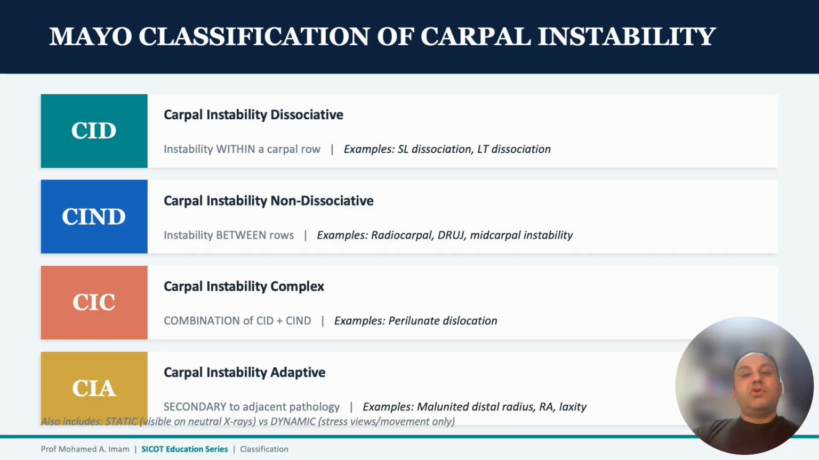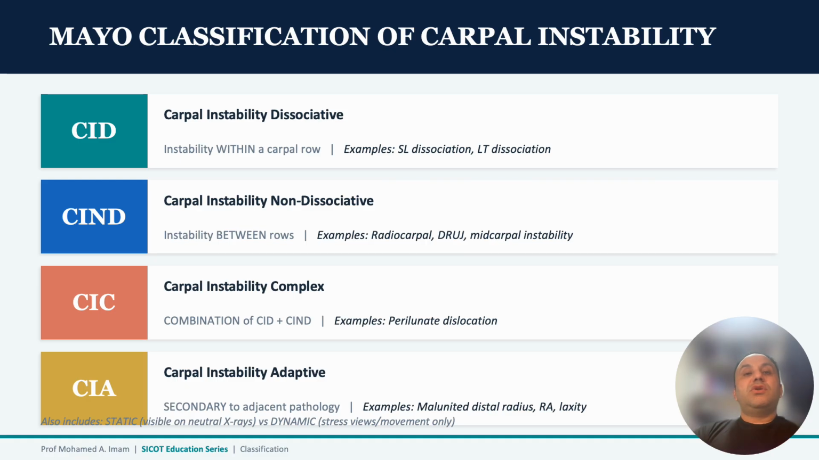In the Mayo classification, we hear these terms all the time: CID, CIND, CIC, and CIA. So CID means that carpal instability is dissociative. There is instability within the same carpal row, like scapholunate dissociation and lunotriquetral dissociation, which are the most commonly typed. In carpal instability non-dissociative, there is an instability between rows, like between the radiocarpal, DRUJ, or midcarpal instability. If it is a mix between 1 and 2, we term it carpal instability complex or combination.